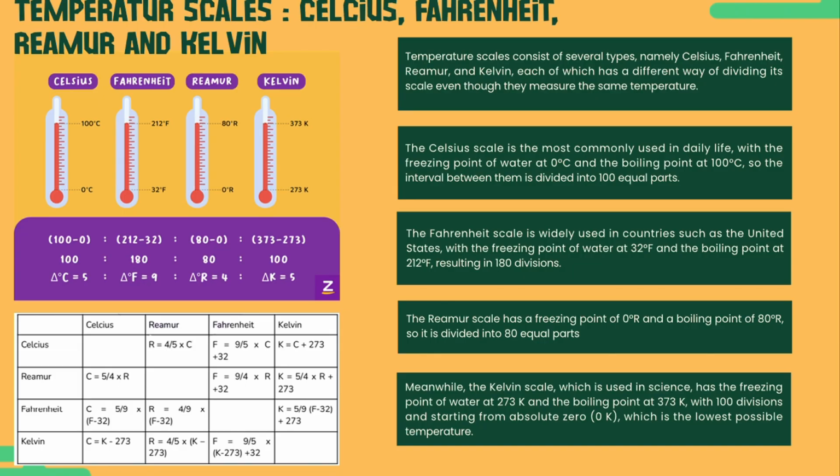This results in a ratio read as 100 to 180 to 80 to 100, which is then simplified by dividing by 20, giving 5 to 9 to 4 to 5. And here is the formula table for temperature conversion: Celsius to Reaumur, Reaumur to Fahrenheit, Fahrenheit to Kelvin, Kelvin to Celsius.